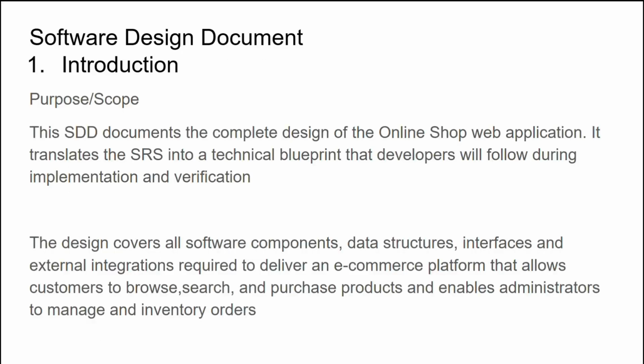For the software design document introduction, it documents the complete design of the online shop web application. It translates the software requirement specification into a technical blueprint that developers will follow during implementation and verification. The design covers all software components, data structures, interfaces, and external integrations required to deliver an e-commerce platform that allows customers to browse, search, and purchase products. It also enables administrators to manage inventory and orders.